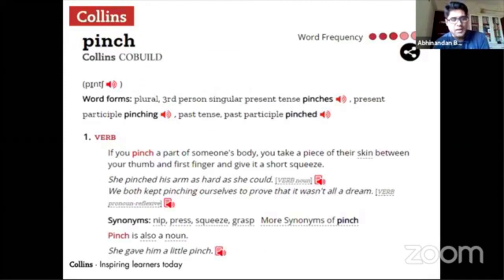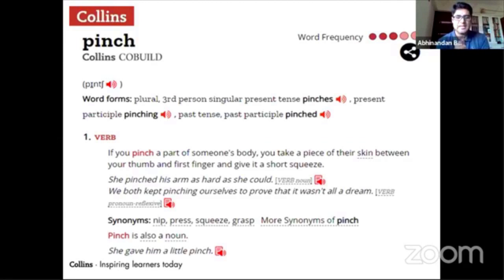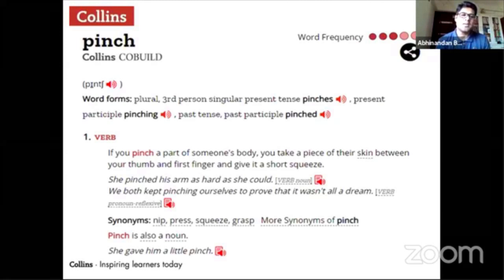Looking at our third word, pinch. So what does pinch suggest? If you pinch a part of someone's body, you take a piece of their skin between your thumb and first finger and give it a short squeeze. So when you pinch, it offers the idea that this action is never done with love. This action is not done to cause somebody affection or pleasure. When you pinch, the idea that comes to our mind is that there's a lot of pain associated with it.